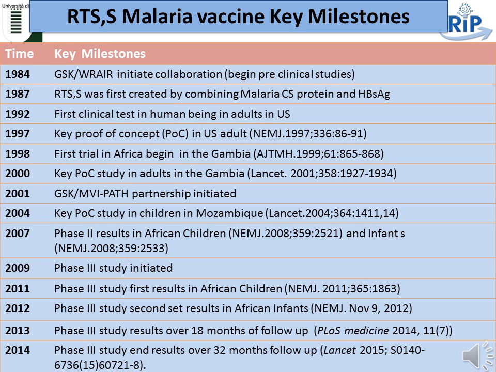We see here that in 1984, GSK initiated a collaboration, that is, a preclinical study began. In 1987, the RTS formulation was created by combining the malaria circumsporozoite protein together with the hepatitis B antigen. In 1992, the first clinical test in human beings, among adults in the US, was done, followed by a proof of concept among the US adults.